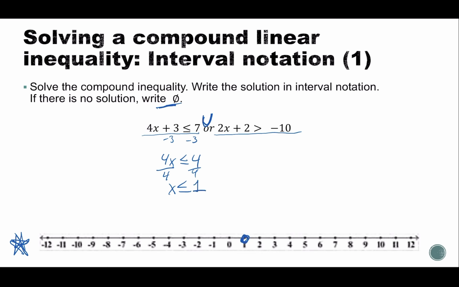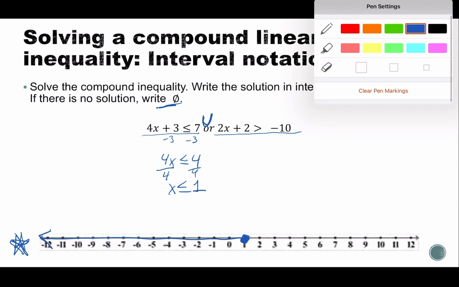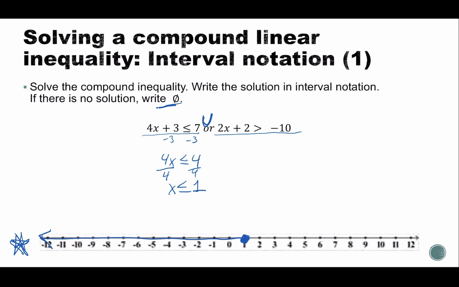So I plot my 1 with a closed dot because it's less than or equal to, and shade to the left because it's less than. Let's change colors. Next, I'm going to solve this equation on the right here. I'm going to subtract 2. 2x is greater than negative 12. I divide both sides by 2. So x is greater than negative 6. So I go to negative 6. I put an open circle because it's just greater than, and I shade to the right.